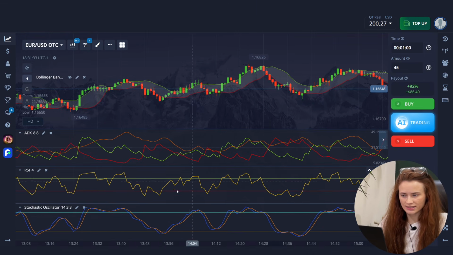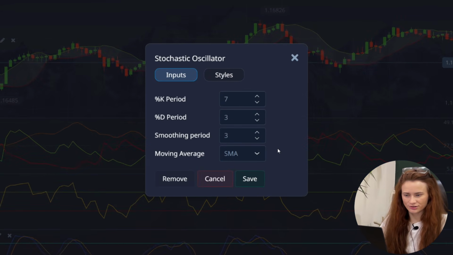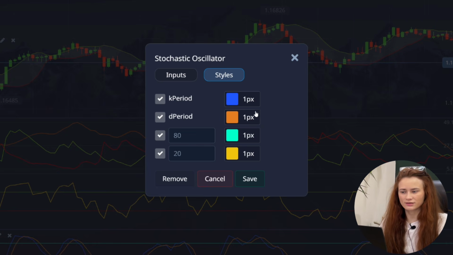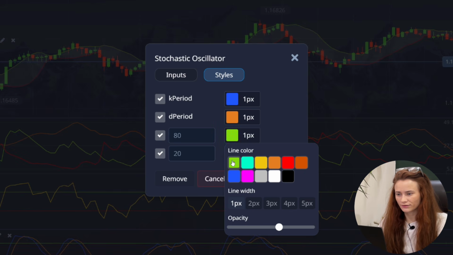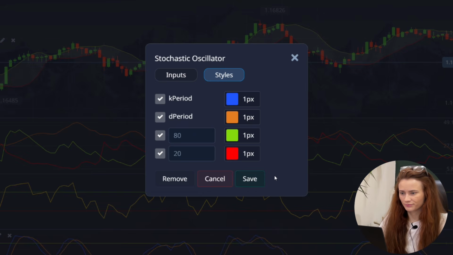And Stochastic Oscillator. K period is 7 and leave everything else unchanged. K and D line colors stay default. Level 80 will be green and level 20 will be red.